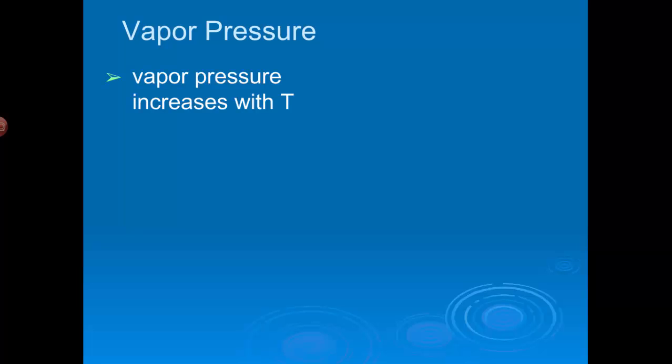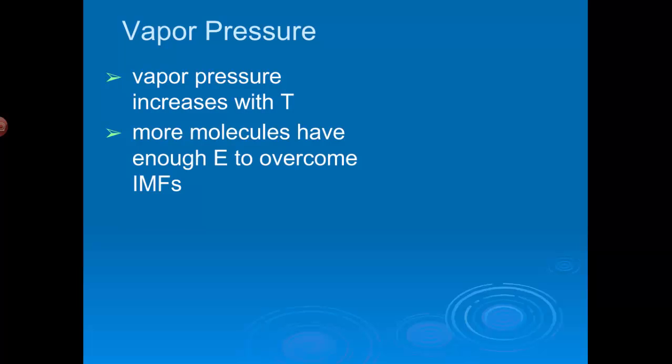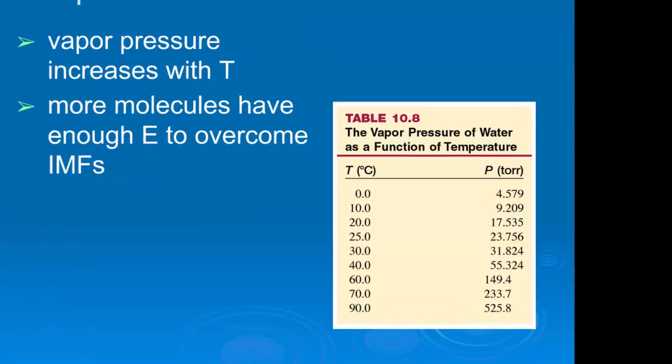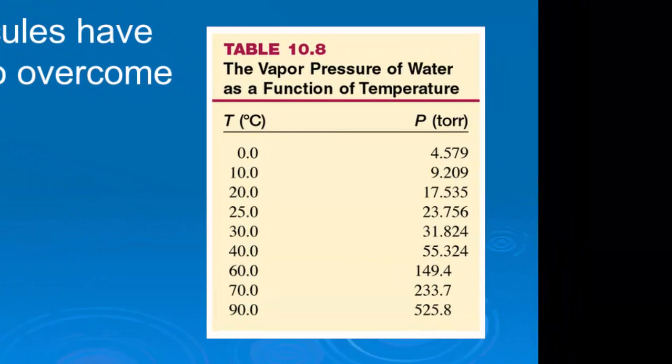Now, vapor pressure is going to increase with temperature. As you increase the temperature, you give more molecules enough kinetic energy to escape the liquid, and therefore more particles will end up outside of the liquid in the gas phase. You can see this in Table 10.8, where you have the vapor pressure of water as a function of temperature. As the temperature increases, the vapor pressure of water increases.